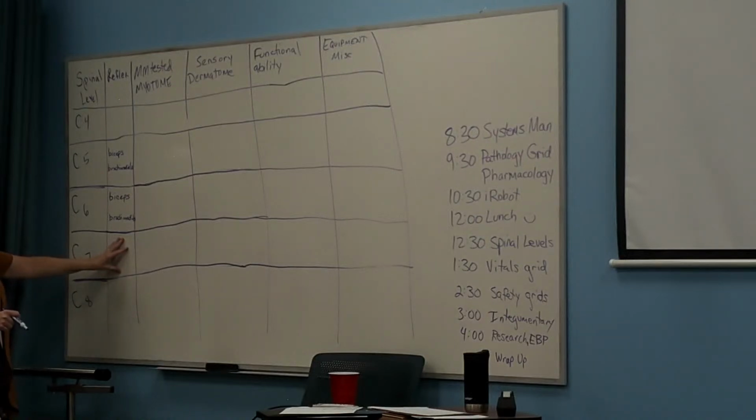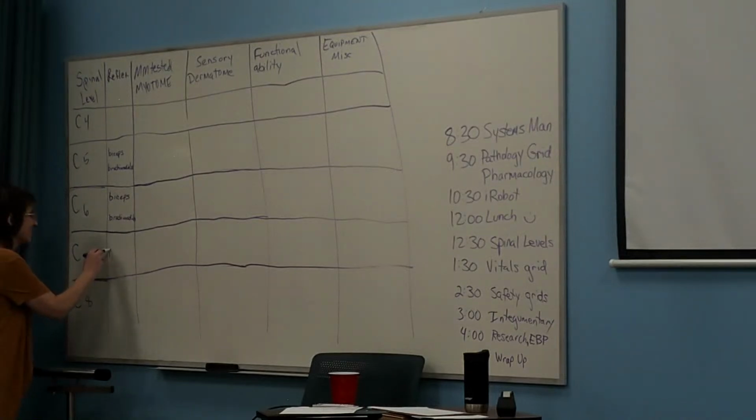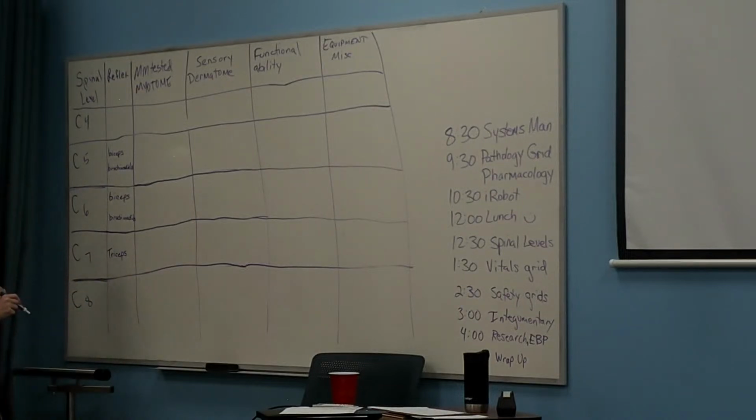What are the reflexes for C7? Any others? Okay. Are there any reflexes for C8? Anything for C4? Okay. So there you go. You've got reflexes figured out for the upper extremity.